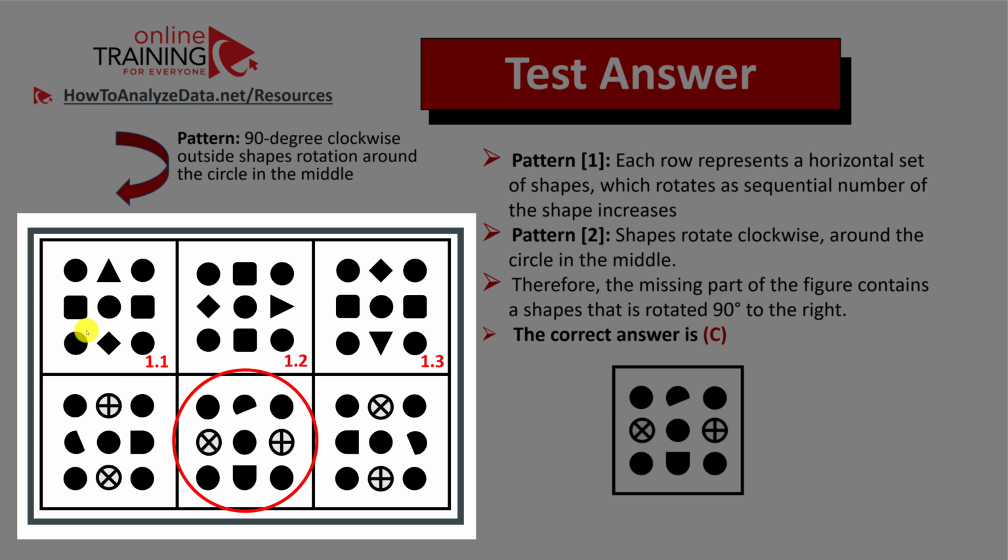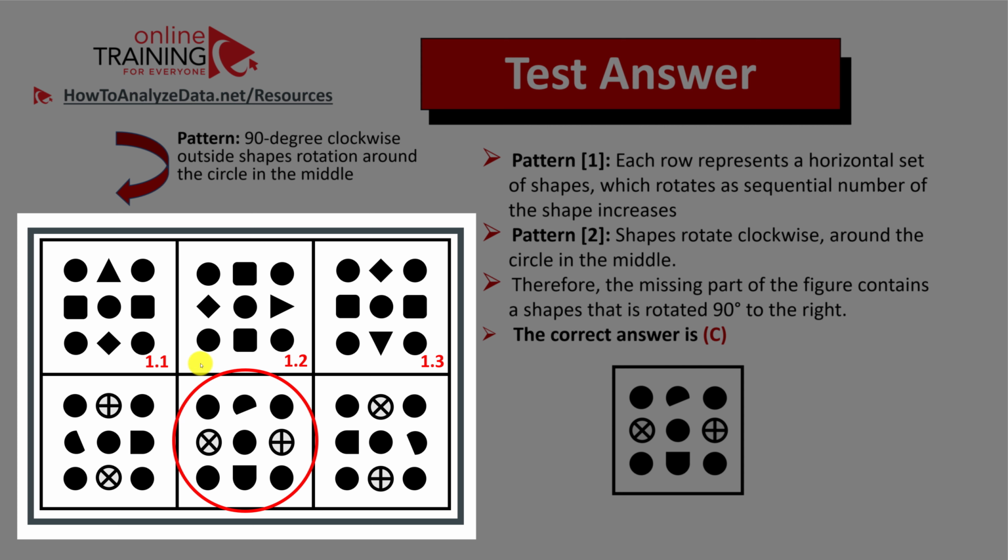Pattern 1 defines that the shapes go in the horizontal rows. For example, this is shape 1, this is shape 2, and this is shape 3. I grouped them as shape 1.1, meaning that the first one represents the first row, shape 1. The next shape is first row, shape 2, and the third shape is the first row, shape 3. A similar pattern will exist for the bottom row.